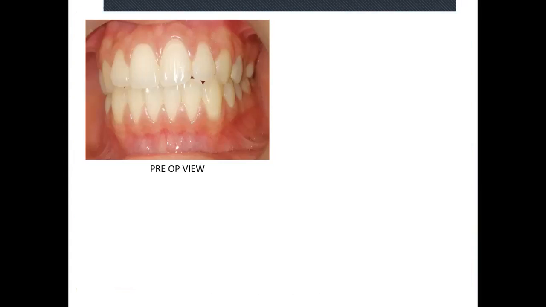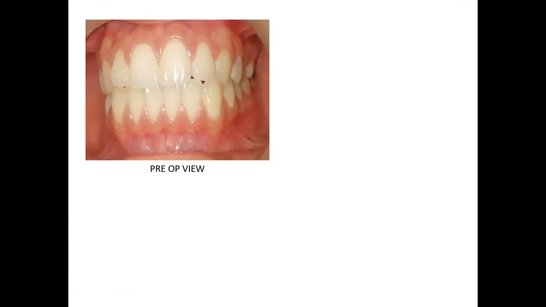So before entering into today's topic, we could just go through a small clinical scenario. This is the pre-operative view of a patient who reported to our department after root canal treatment in relation to 2-4. This patient reported to the department for post-endodontic restoration in relation to 2-4. Now different treatment options were given to the patient and different choices of materials were also given to the patient.